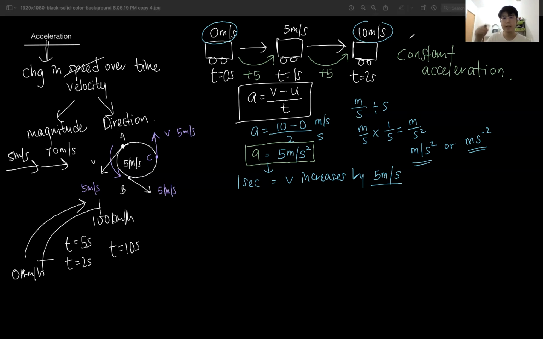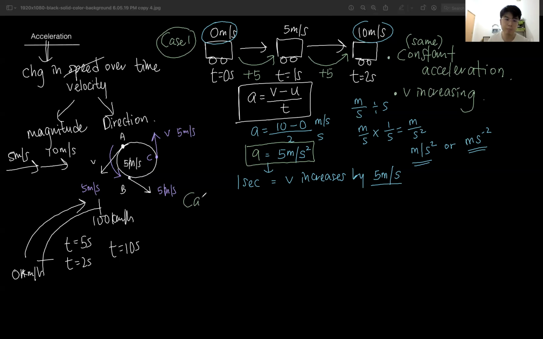Constant acceleration means you are increasing your velocity the same amount. So your V is increasing, right? V is increasing. Constant means same, not changing. So these two things you have to remember. So the next time if I say constant acceleration, then you think of this movement. Okay, let's do this case one. Situation number one.